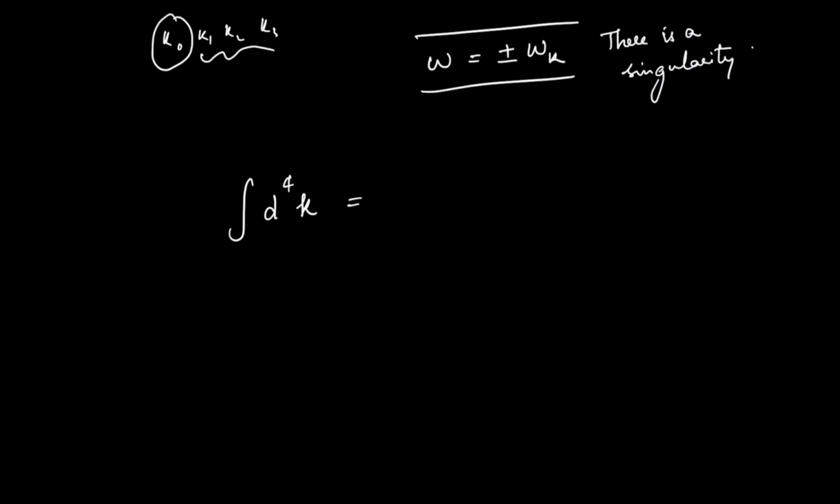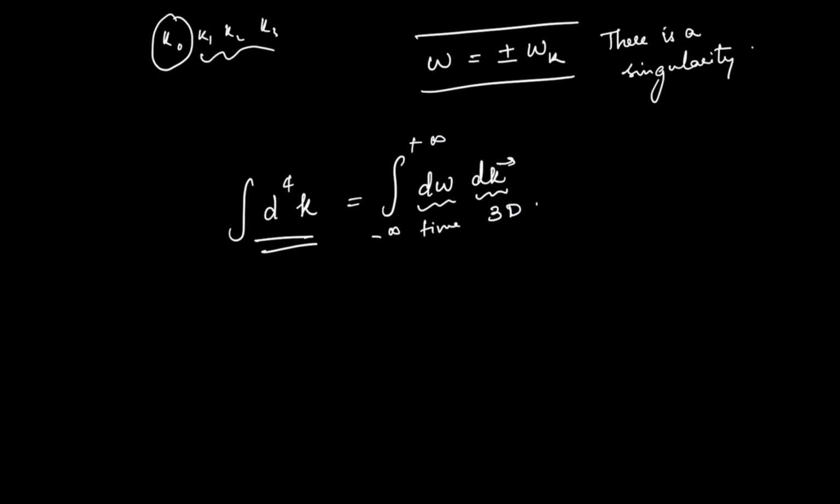So I can split this contour as the integral d omega and dk. Here you have the three-dimensional space, and here you have the time component, and that is d4k. So I am splitting it something like this, and the integral will be minus infinity to plus infinity. So this is the integration contour of omega.